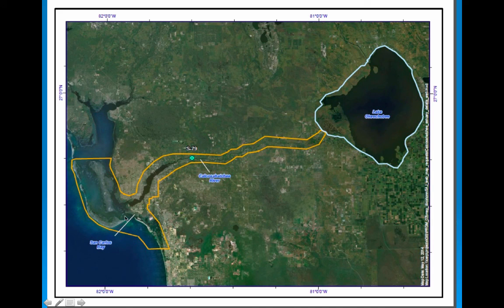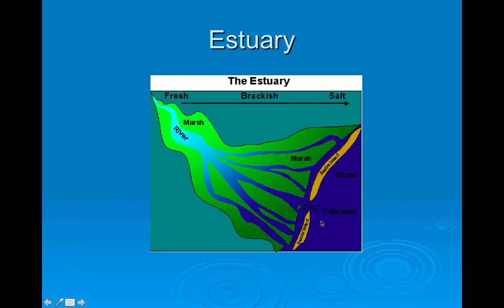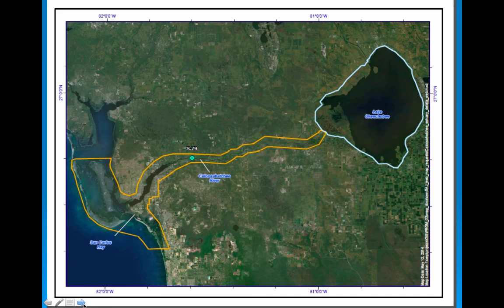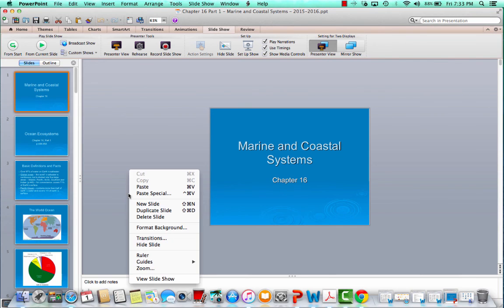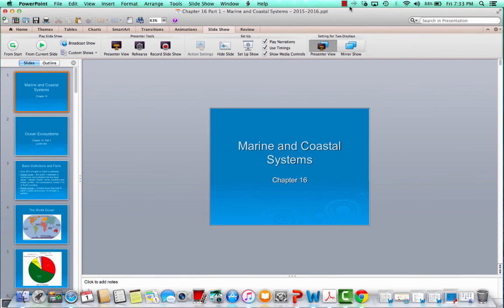All right, and then right here where it flows out is an estuary. And then you can see the barrier islands that are around it. So this is this. And if you look, see how this looks like a triangle? This area, estuaries are also referred to as a delta. And that brings us to the end of this particular segment of chapter 16.